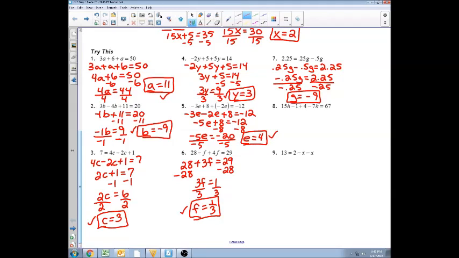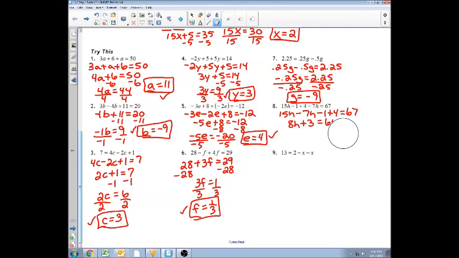Okay? How about number 8? I do not have my h's next to each other, so I want to go ahead and rewrite this. Remember that that negative needs to come with that 7h. So 15h minus 7h minus 1 plus 4 would equal 67. 15h minus 7h would be 8h. Negative 1 plus 4 would be positive 3. That would be equal to 67.